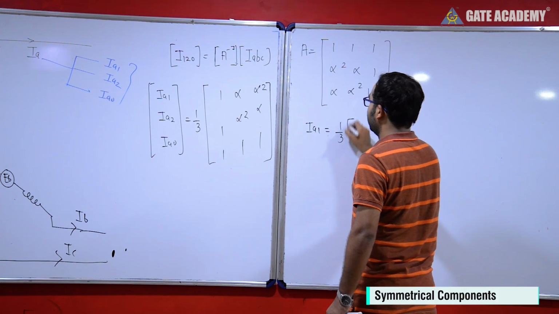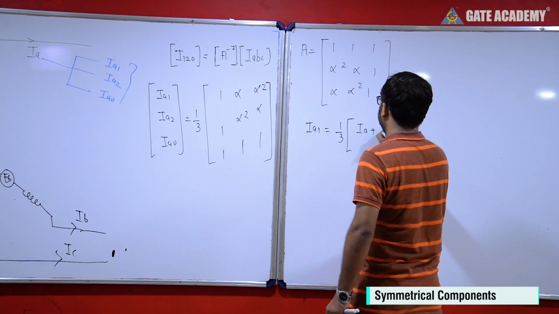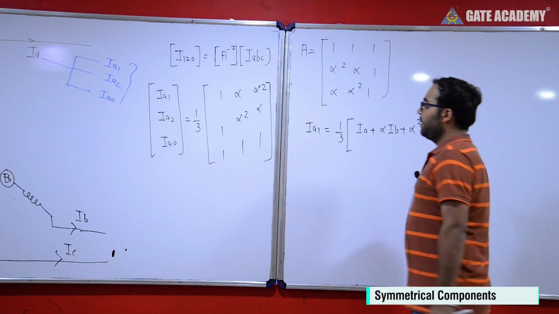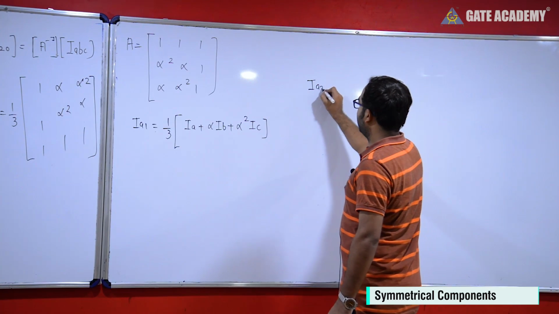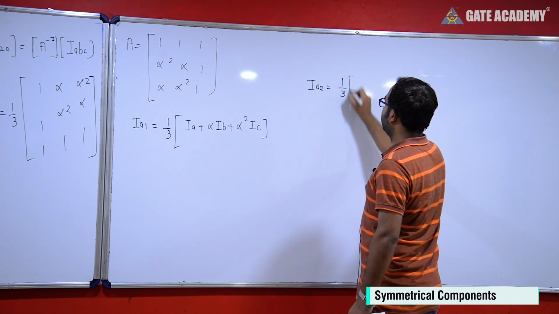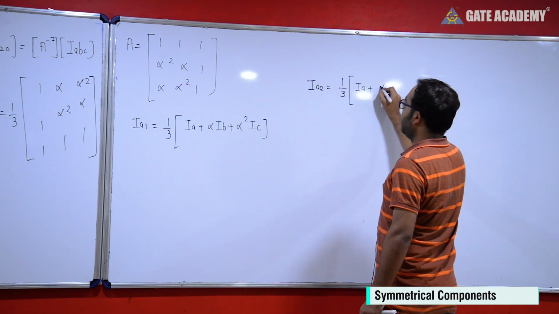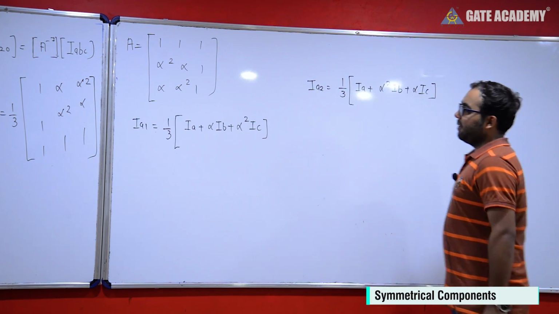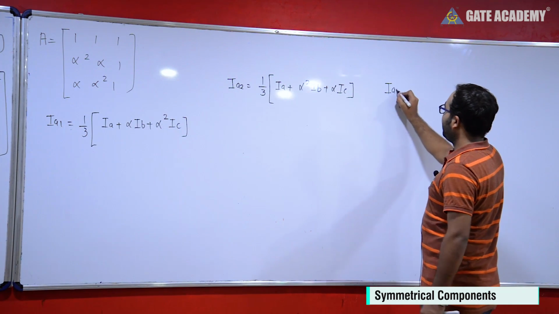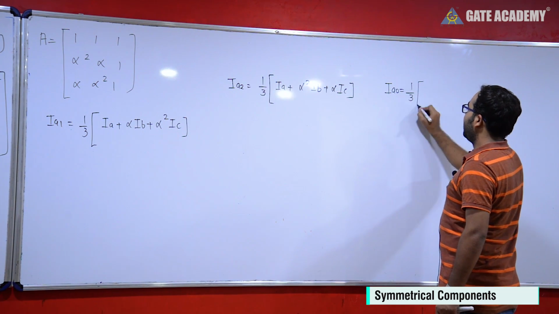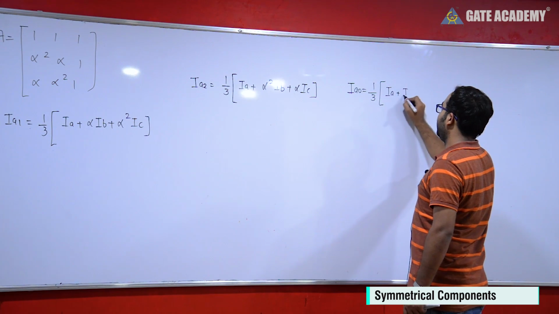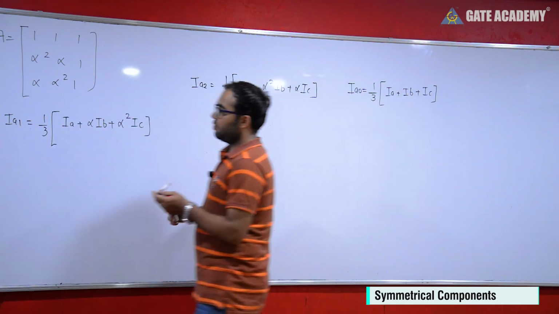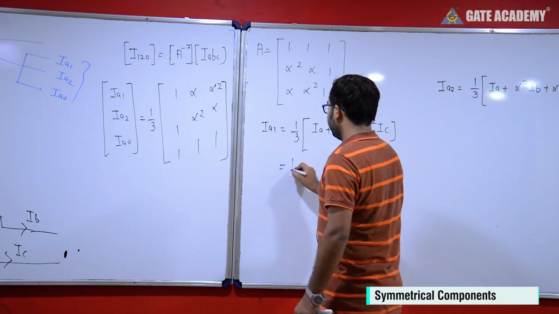1 by 3 (IA plus alpha IB plus alpha square IC). Similarly, IA2 equal to 1 by 3 (IA plus alpha square IB plus alpha times IC). Similarly, the value of IA0 is equal to 1 by 3 (IA plus IB plus IC). When you put all the values, it will be equal to 1 by 3.